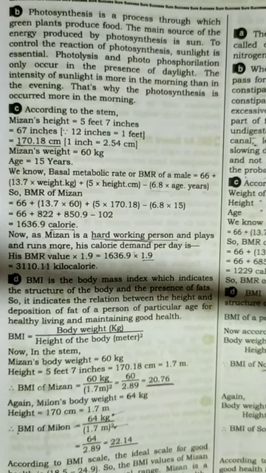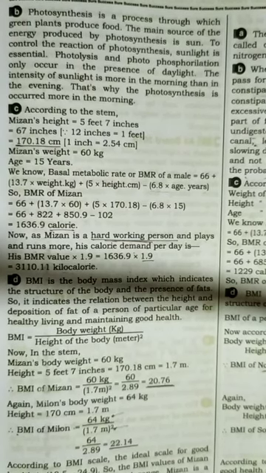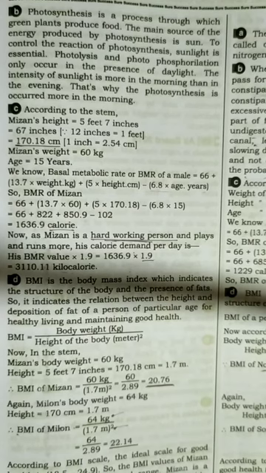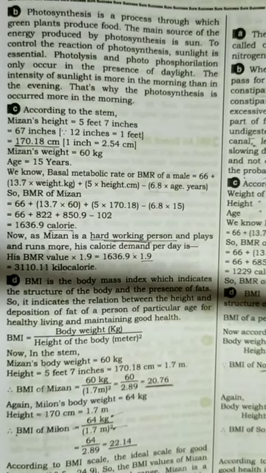Photolysis and photophosphorylation only occur in the presence of daylight. The intensity of sunlight is more in the morning than in the evening. That's why photosynthesis occurs more in the morning.